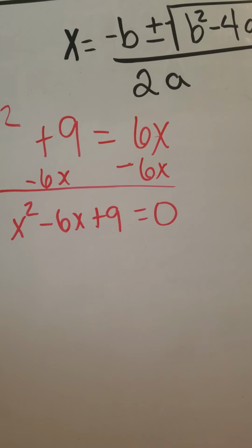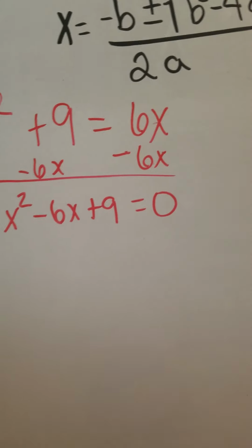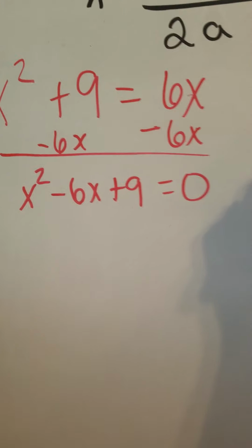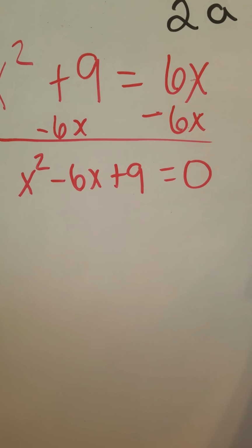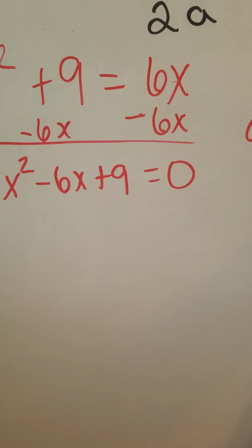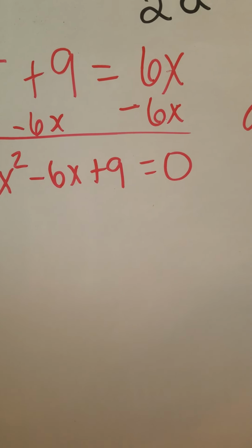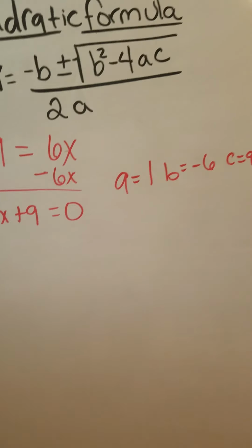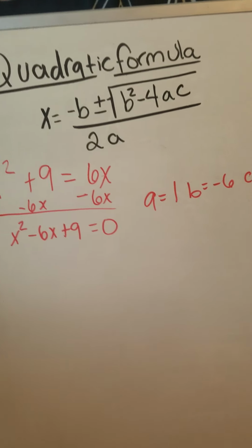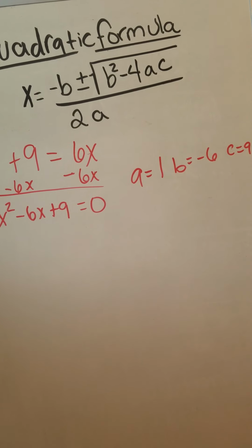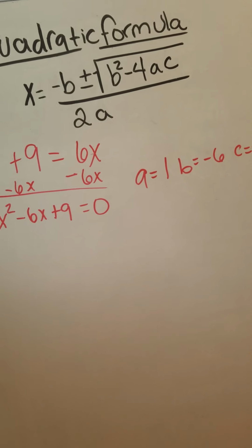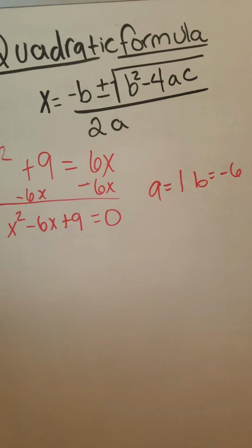Alright, I'm going to continue. I'm going to identify A, B, and C. My A in this case is 1. My B is negative 6. And my C is 9. Again, I'm just getting that all from my quadratic equation. Alright, let's go ahead and put it into the quadratic formula.